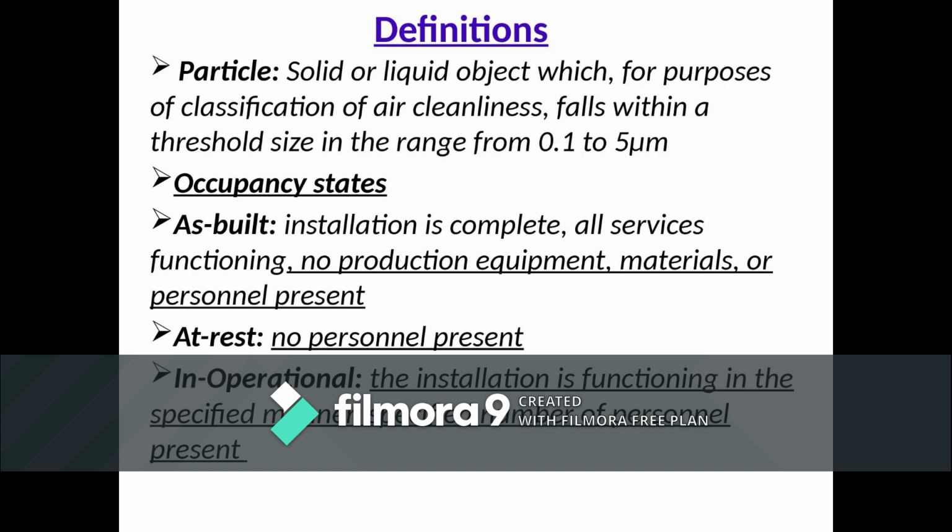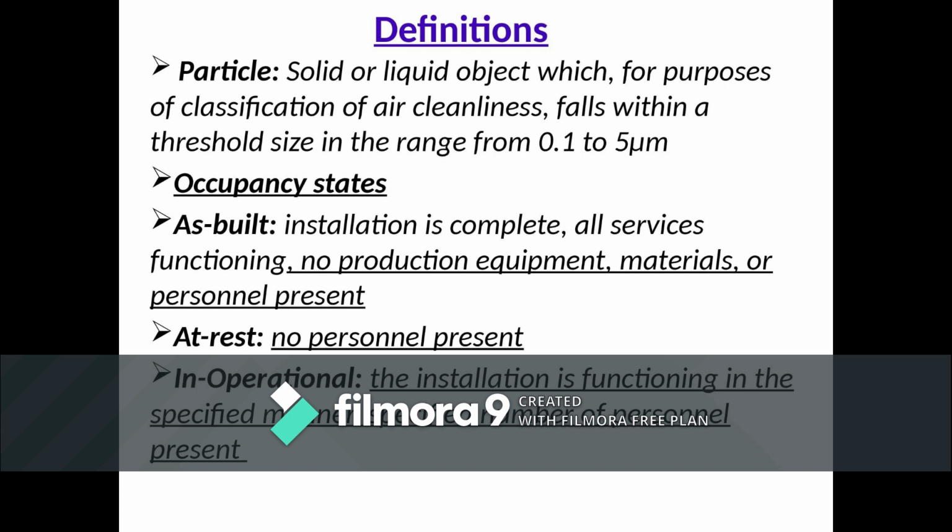So in clean room classification, one question which always comes to our mind is what are the as built, at rest and in operation requirements. When we do the facility qualification, we always see at rest and in operation. So what are these? First is our as built. The as built condition is when all the installation is complete and all services are functioning, but there is no production equipment, no material and no personnel present in your area. So this is your as built state.